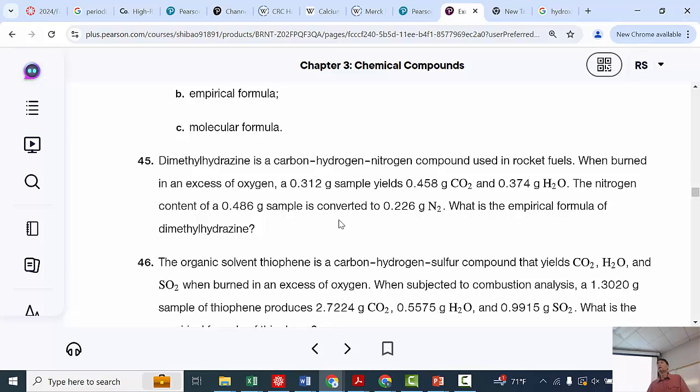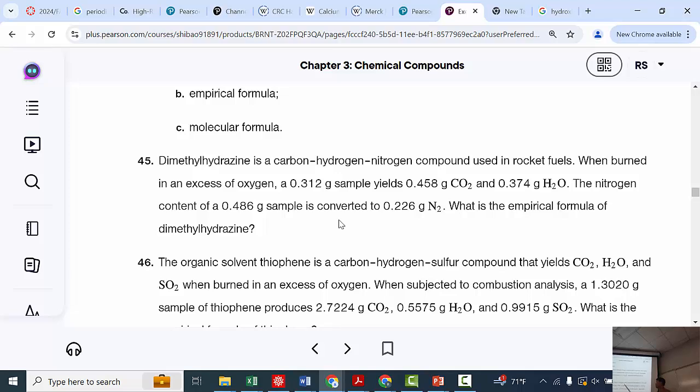Great. Let me talk about just one more here in the last second. This is dimethylhydrazine, is carbon, hydrogen, nitrogen. So the carbon ends up in CO2, the hydrogen ends up in water, but where does the nitrogen end up? And so in this process, they convert the nitrogen into N2 gas. So here, it's easy. All this N2 came from this. And so we just convert this to moles, and then we get the mole ratio.